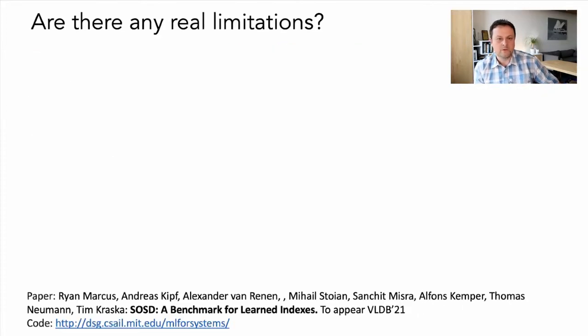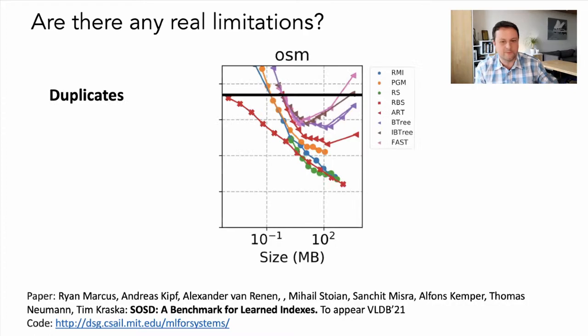Yeah. So are there any real limitations? Certainly there are. The one which stands out the most is when the model cannot use continuous functions to approximate the distribution. And one of the cases is for duplicates.